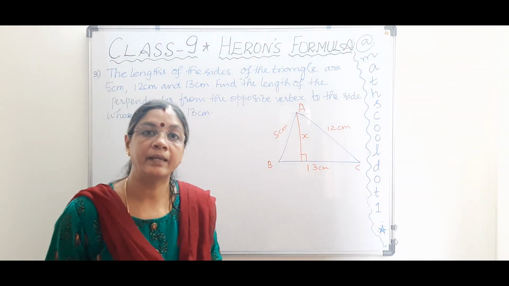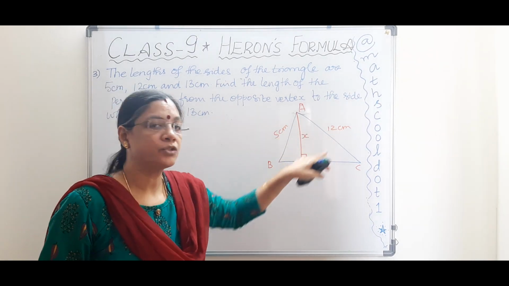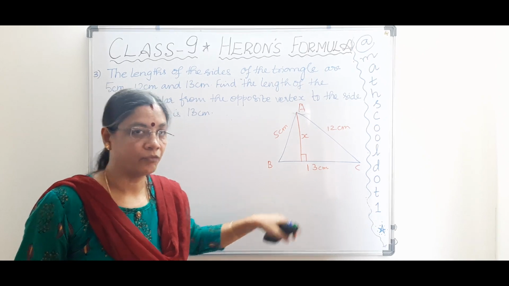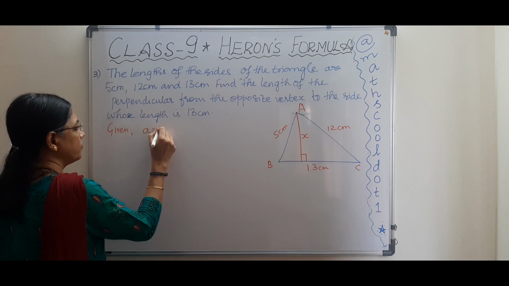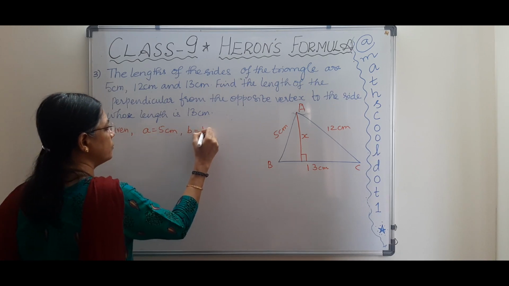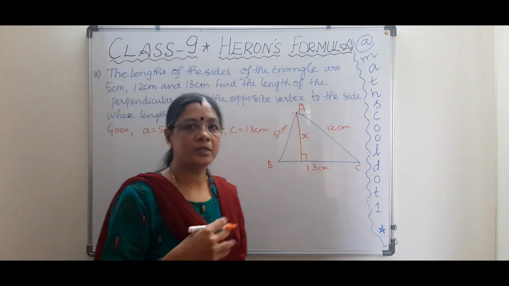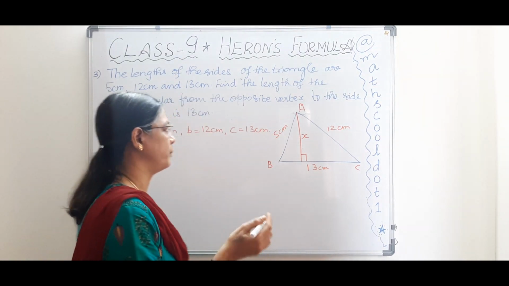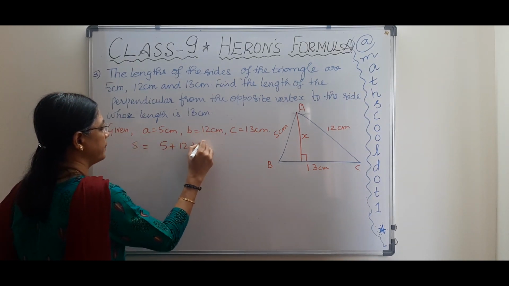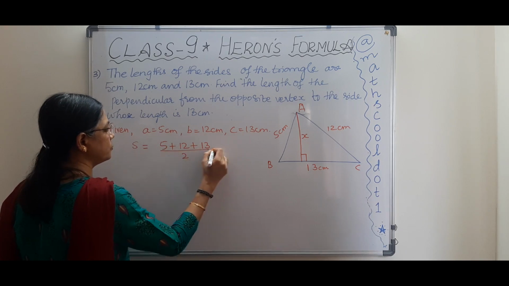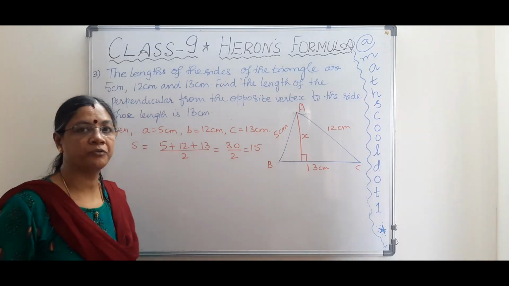So how do we find the length of the perpendicular? Okay, so now we know the sides of the triangle, isn't it? Sides of the triangle are given for us. So given, a is equal to 5 centimeters, b is equal to 12 centimeters and c is equal to 13 centimeters. Okay, so from this what we can find out? We can find the semi-perimeter, that is half of the perimeter. s is equal to (5 + 12 + 13) divided by 2. That is 30 divided by 2, which is equal to 15. So s is equal to 15 we have found out.